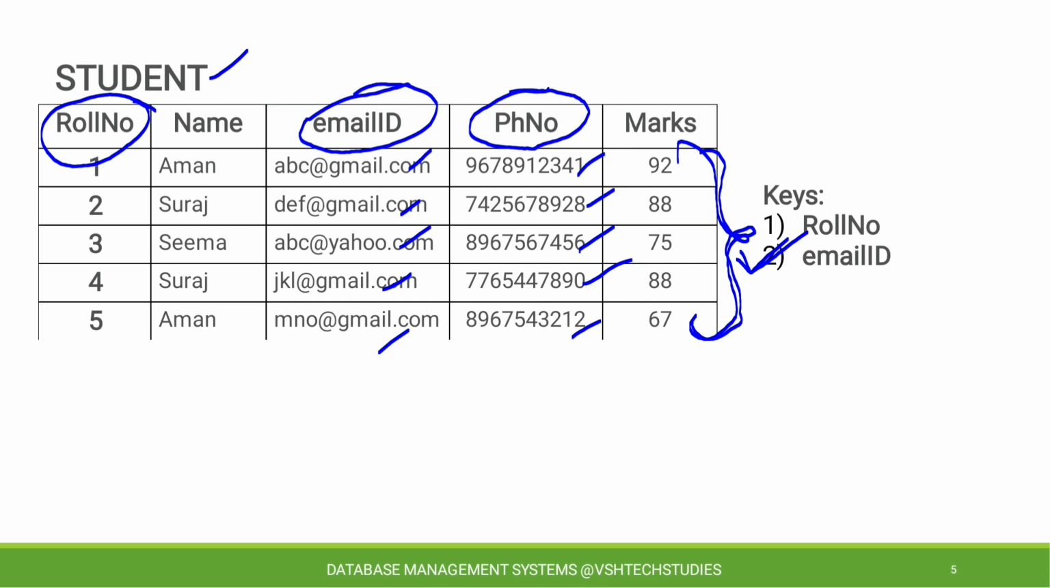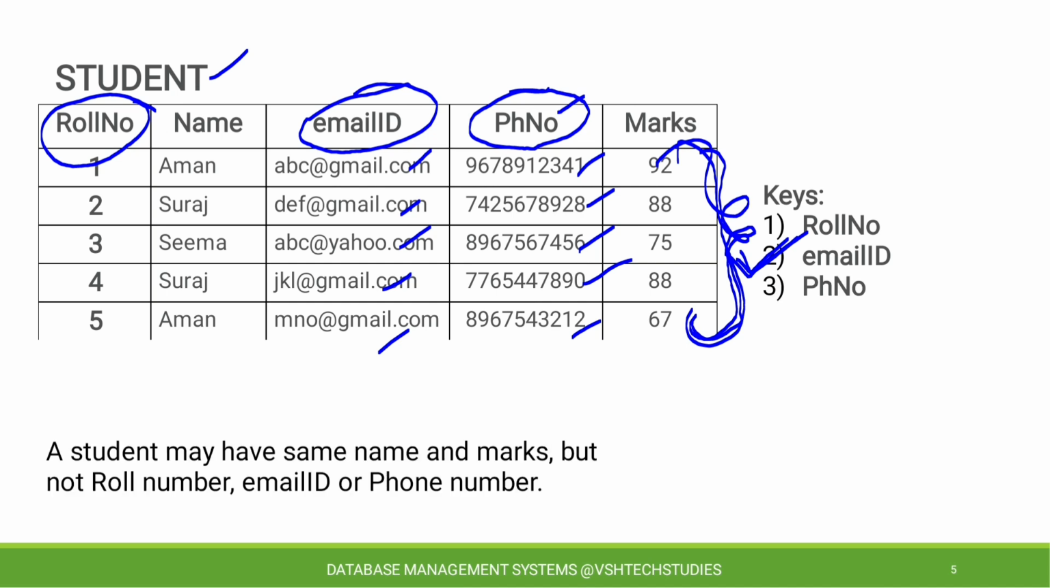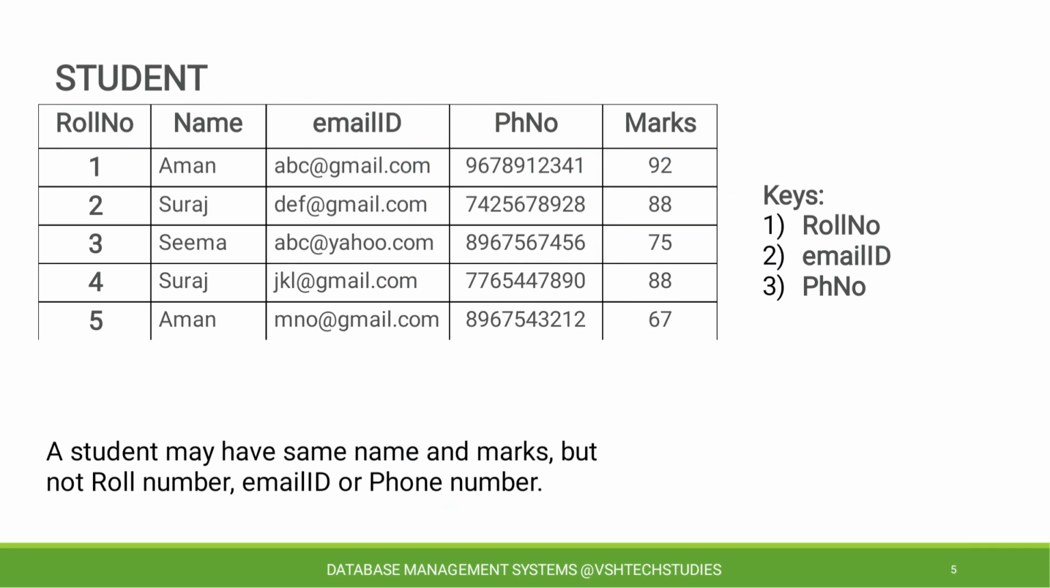Hence, by phone number attribute value, we can identify any row in this table uniquely. So, the third key in this table is phone number. Because in real life, the students may have same name and marks, but not roll number, email ID or phone number. What finally we can say is that in this student table there are three keys.